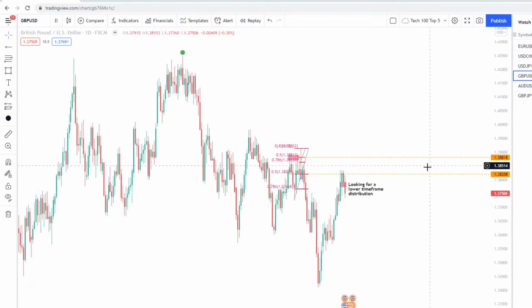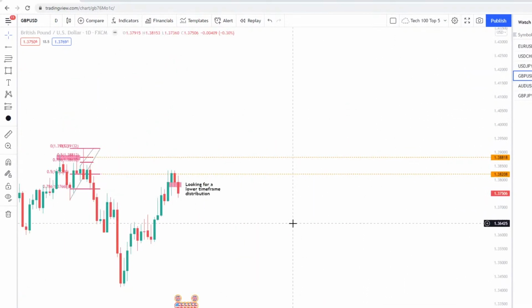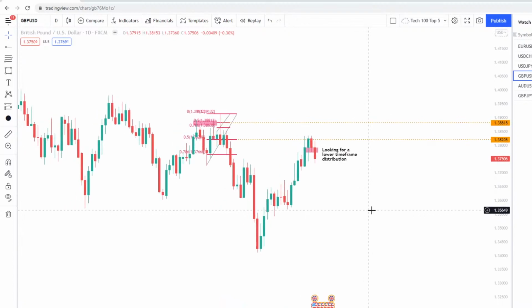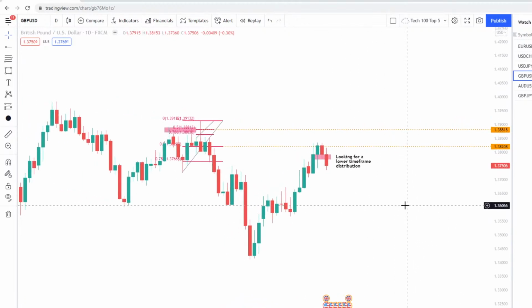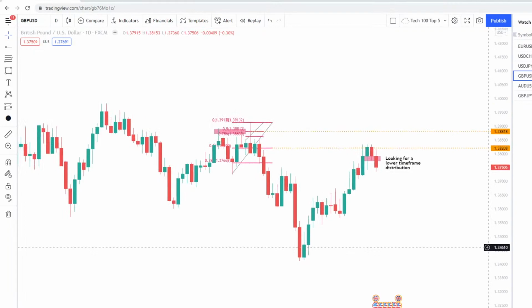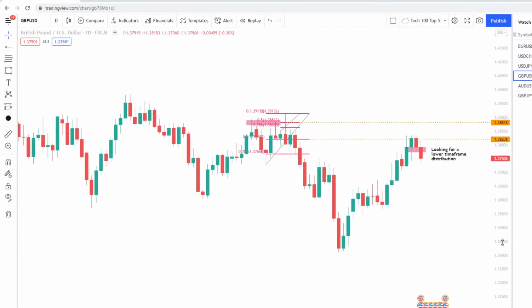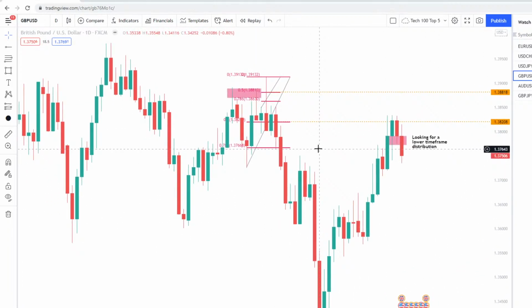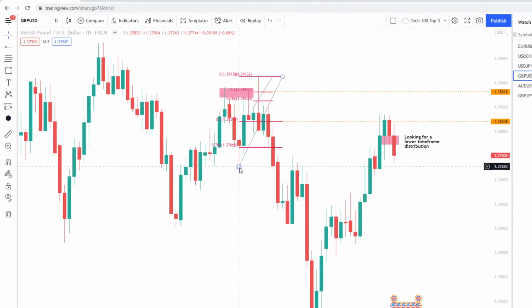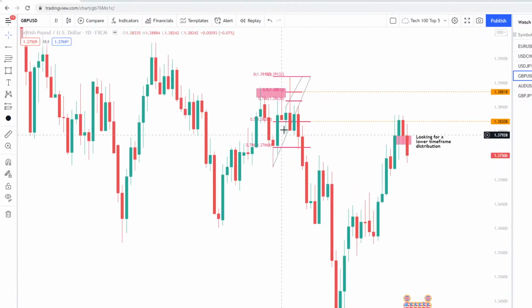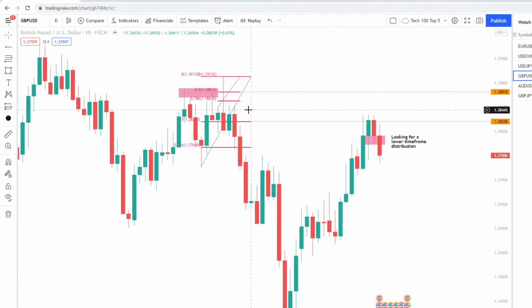So if we go to GBP USD, this is a pair that we love to trade, and we have a potential setup coming up this week. So I'm on the daily time frame currently, and what you can see is we had this last push up before our breakdown, right? So we have a supply zone here that's very significant.